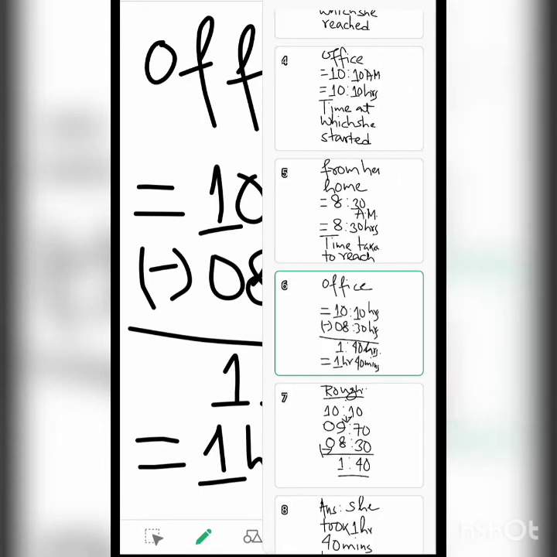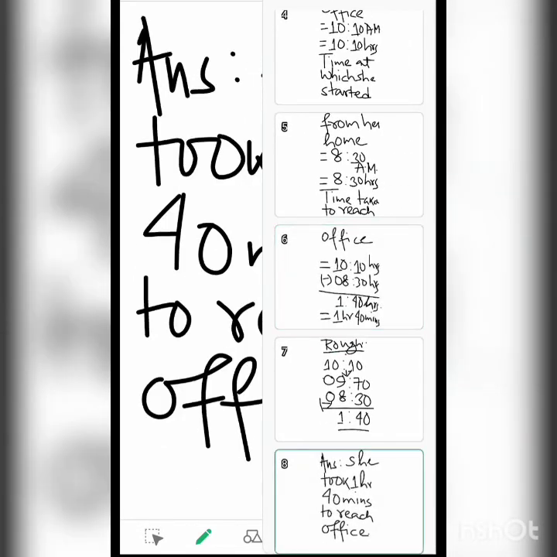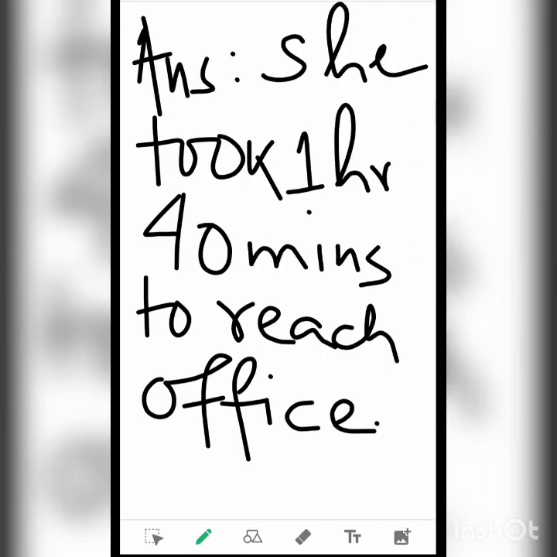Now we will come to the final board. Here what we have written, she took 1 hour 40 minutes to reach office. So in this way we will end our sum.